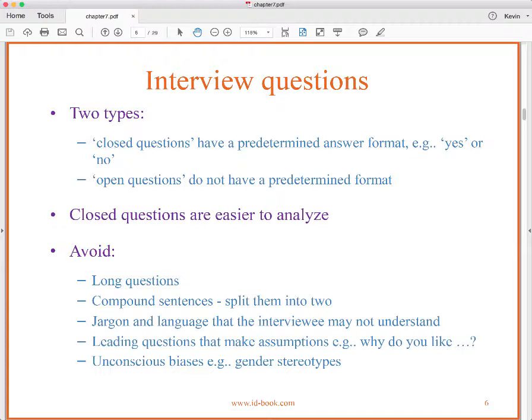So whether you're doing an unstructured, a semi-structured, or a structured interview, you're going to want to have a list of questions, and you're going to want to have a sort of an agenda that you go through. Okay, so these questions are things that we would write down.